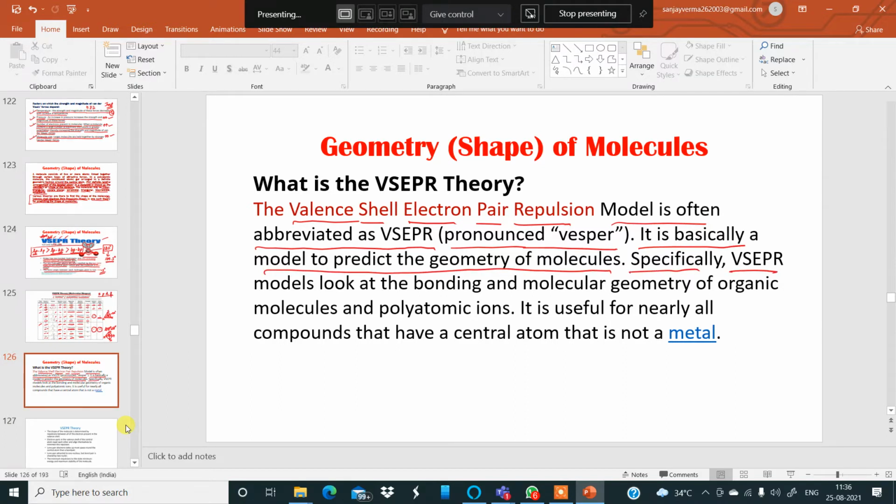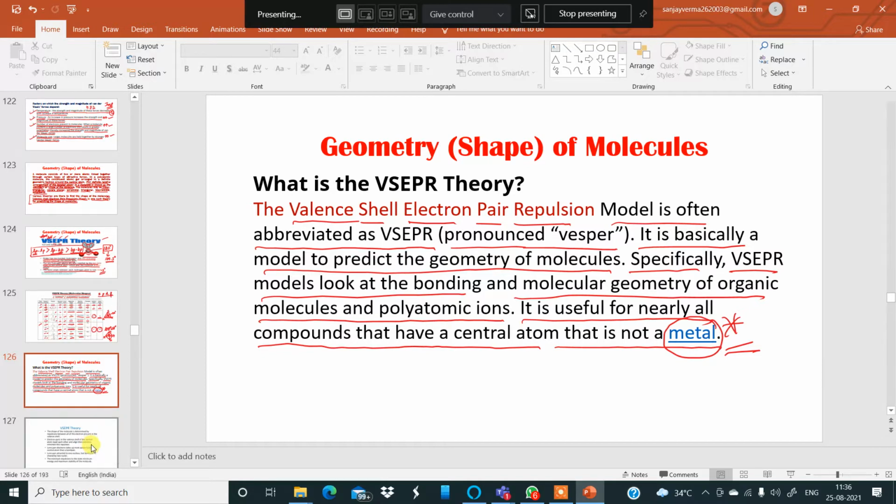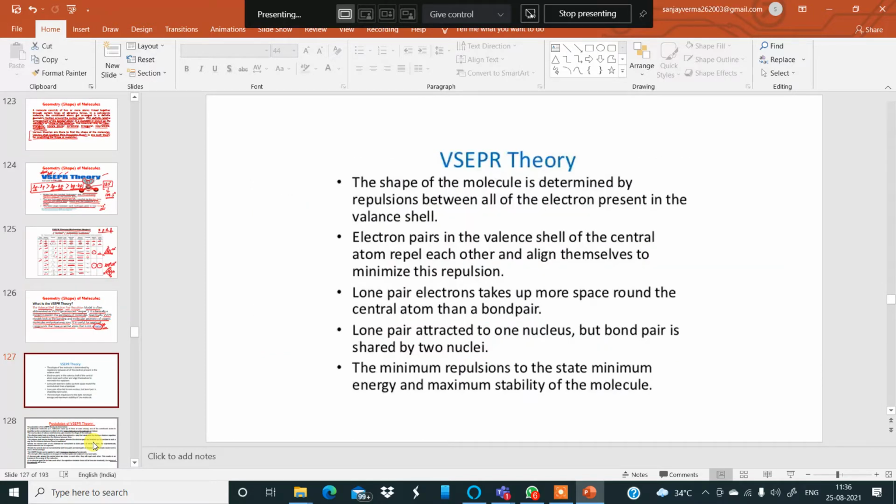Specifically, the VSEPR model looks at the bonding and molecular geometry of organic molecules and polyatomic ions. It is useful for nearly all compounds that have a central atom that is not a metal. An important point to keep in mind. That was an intro to the VSEPR theory in full detail. Now, let us look at some of the points with regard to VSEPR theory.